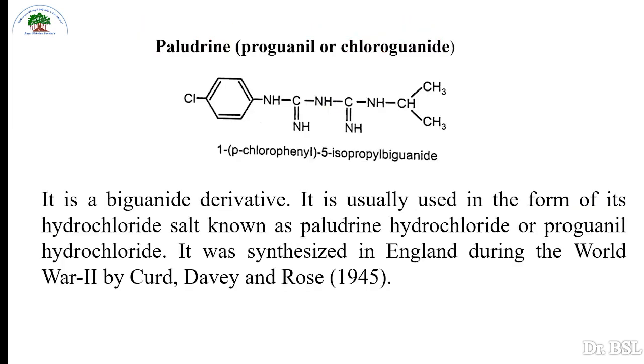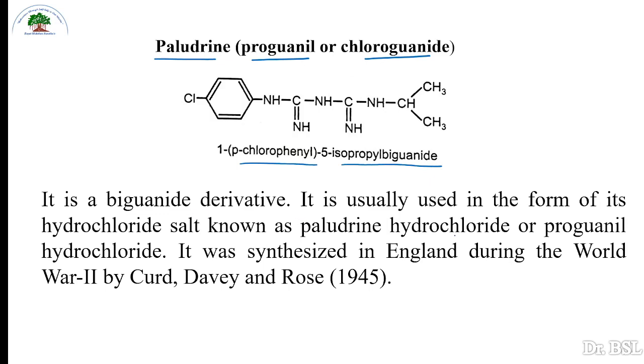So the first antimalarial drug is paludrin, also known as proguanil or fluoroguanide. The IUPAC nomenclature of this compound is 1-(4-chlorophenyl)-5-isopropyl biguanide, and it is a biguanide derivative.